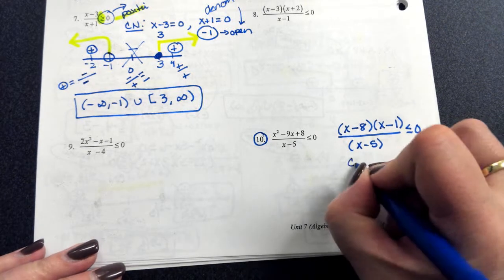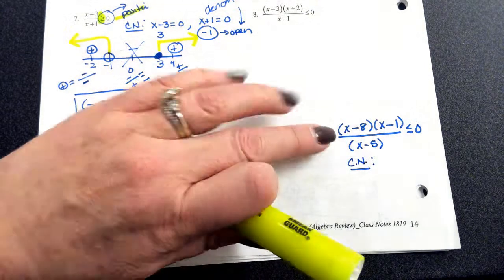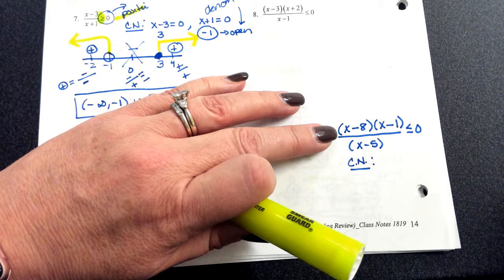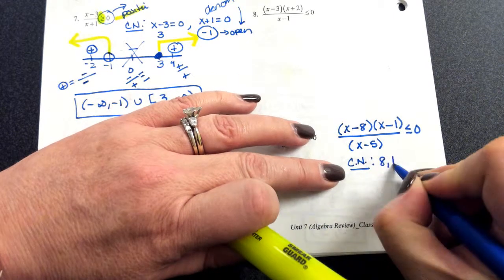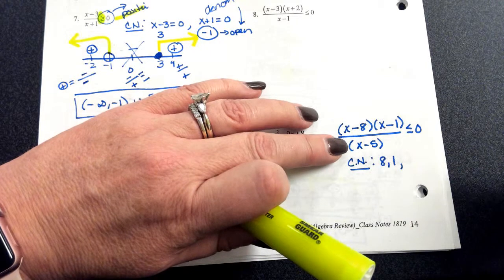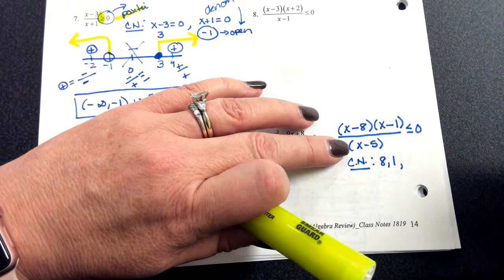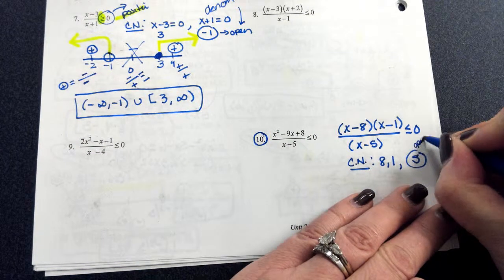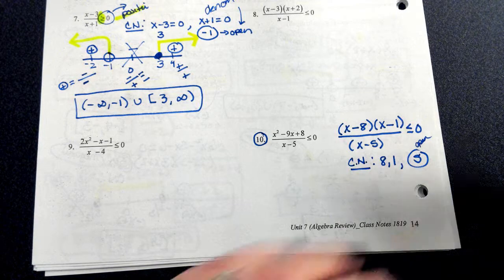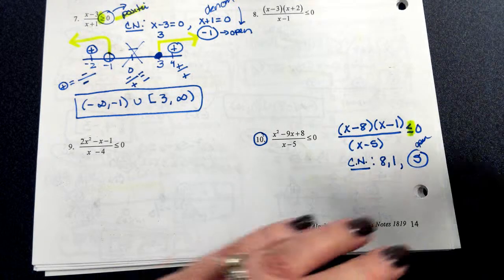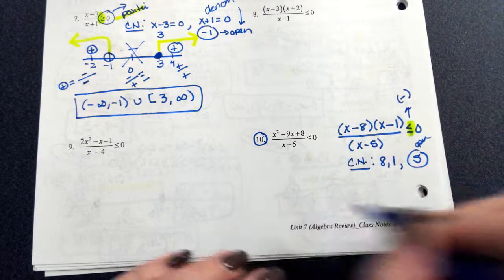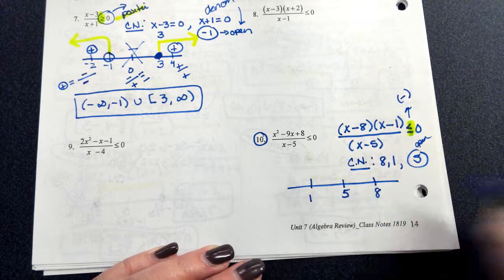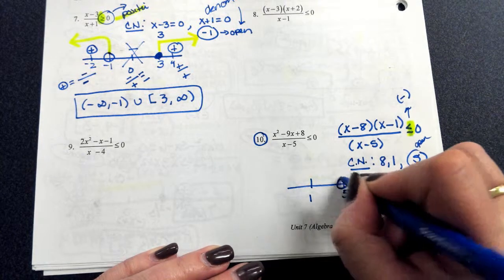So now, to find your critical numbers. What are the critical numbers coming from the numerator? When I set the factors equal to 0, what are the critical numbers going to be? 8 and 1. What's the critical number from the bottom? The critical number from the bottom is a what? 5. And I'm going to circle that, because remember, no matter what, this has to be open. Am I looking for positive numbers or negative numbers to be solutions? Negative. So I do my number line test. It's going to be 1, 5, and 8. 5, as we talked about, has to be open.